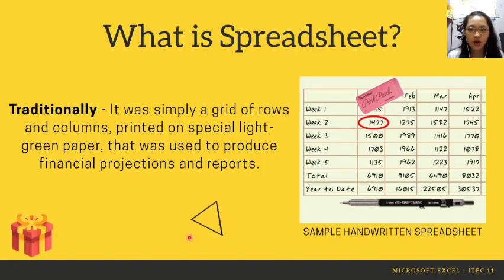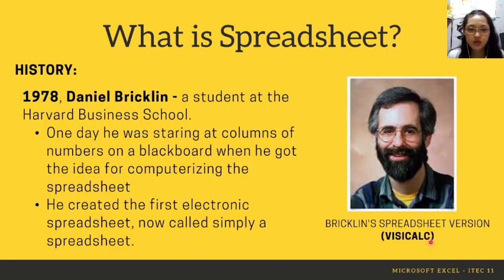So let's go first to what is a spreadsheet. Traditionally, a spreadsheet was simply a grid of rows and columns, printed on special light green paper that was used to produce financial projections and reports. This one here is a traditional, sample handwritten spreadsheet. The electronic spreadsheet was invented by Daniel Bricklin in 1978.